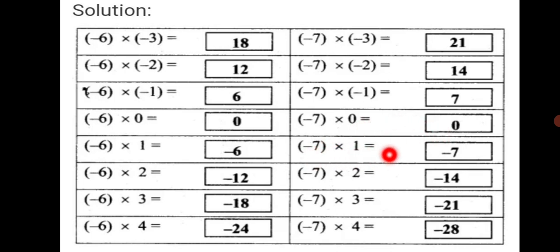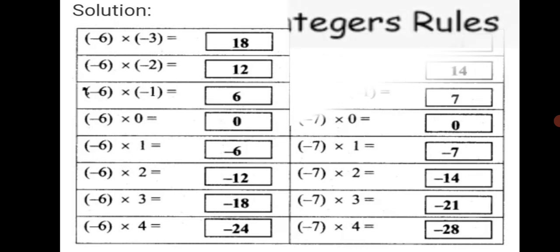Minus 7 into 1 is minus 7. Minus 7 into 2 is minus 14. Minus 7 into 3 is minus 21. And minus 7 into 4 is minus 28. So this way you can complete the table on page 12 of your textbook.